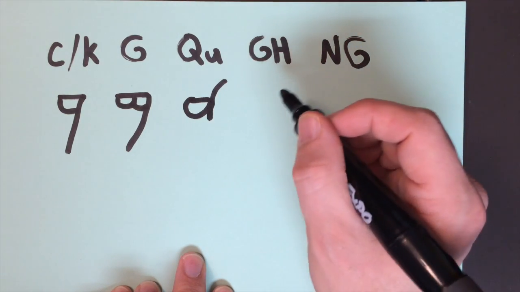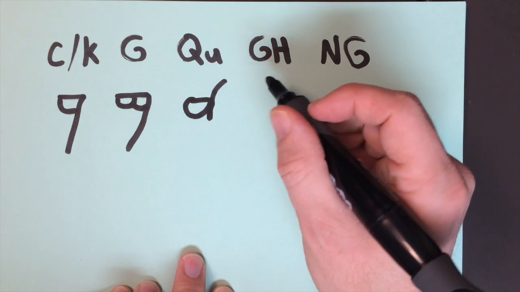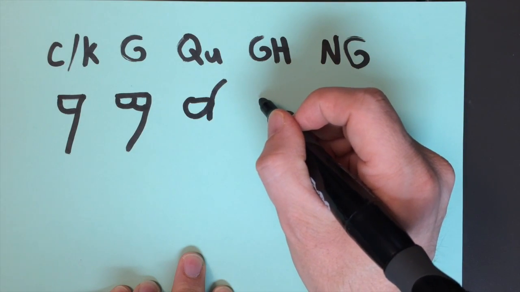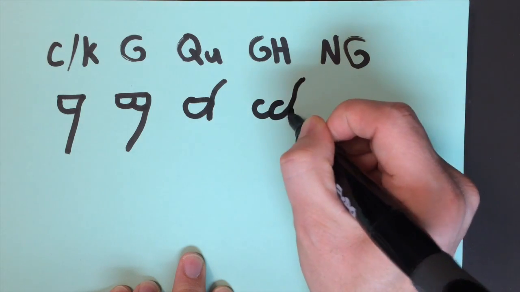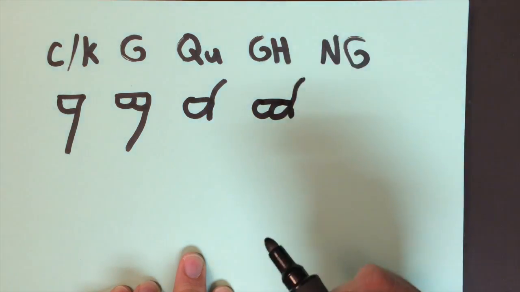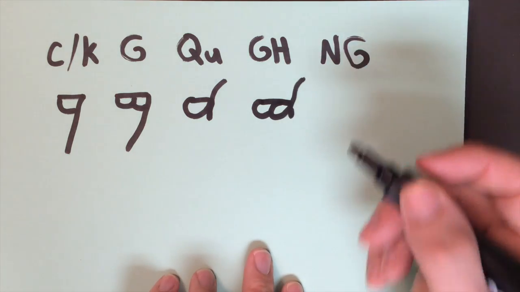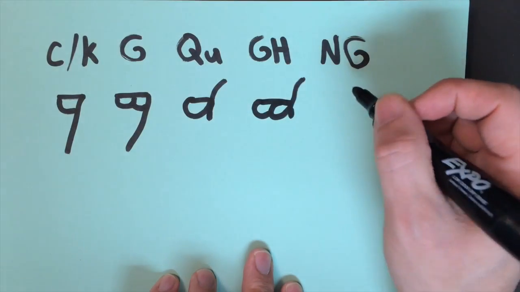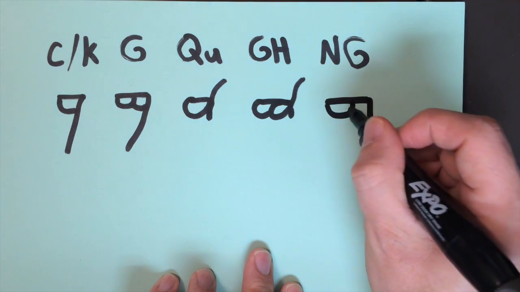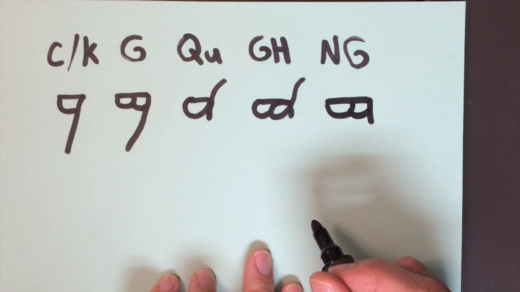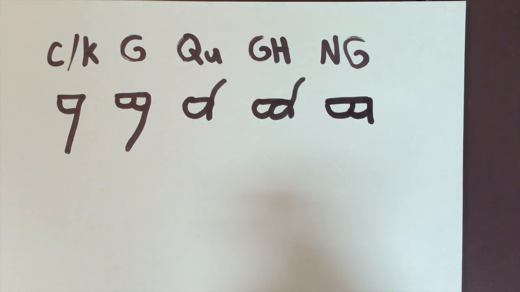To do the GH sound, you want to do a loop, loop and up, down and across, like that. And to finish, to do NG, I do mine like this: over, down, loop, loop, like that. Okay, so now let's move on to some words so that we can practice these symbols and their sounds, and we can learn from that.